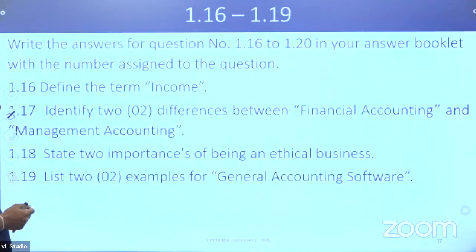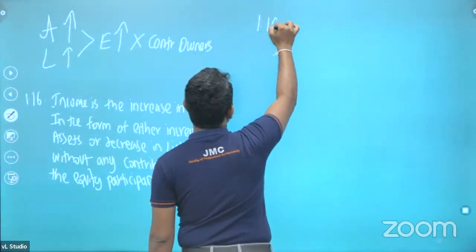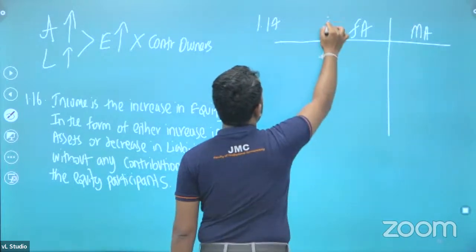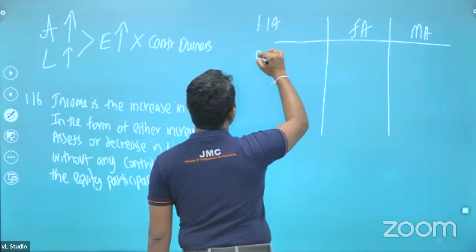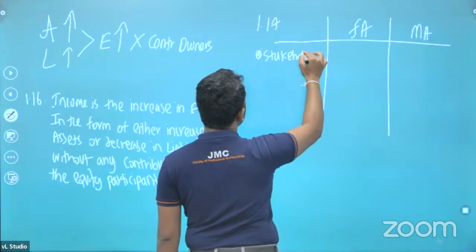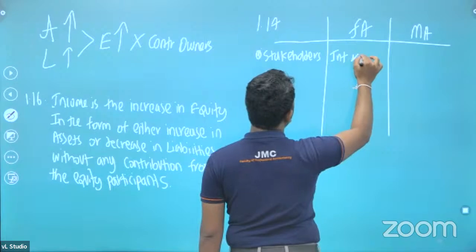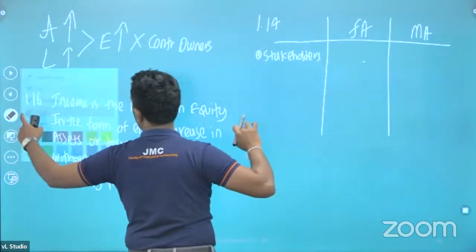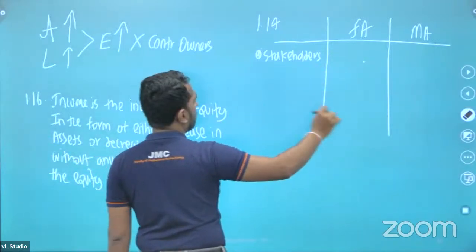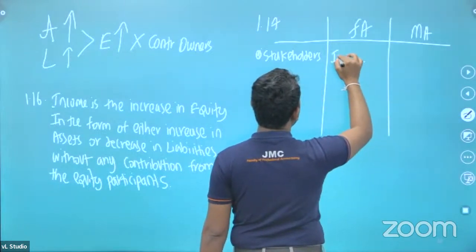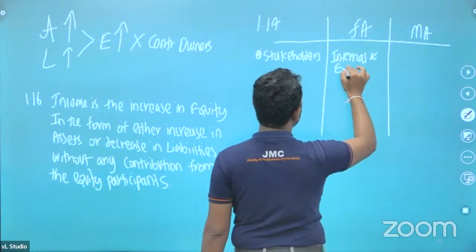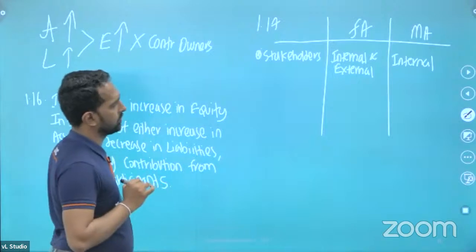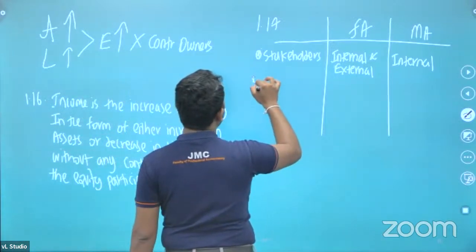Identify two differences between financial accounting and management accounting, 1.17. Now, if you look at the stakeholders, financial accounting is internal and external both. Financial accounting is basically the financial statements you prepare, so this is applicable for all the stakeholders. Management accounting is applicable only to the management, so it's only internal.